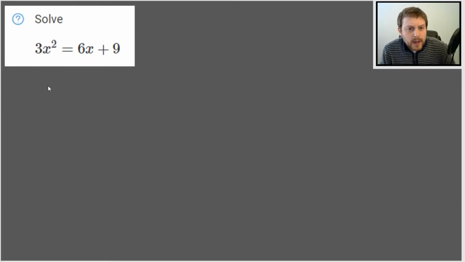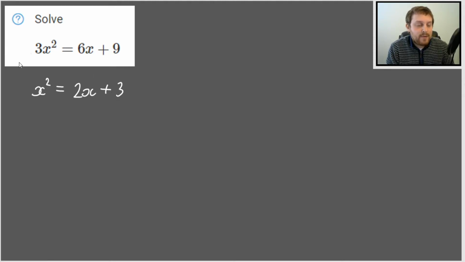Okay, so here's a quadratic where there's actually something we can do to make this a bit easier to begin with. Do you notice how every single term is divisible by 3? So you need to be looking for things like that where you can do something that makes it a bit simpler. So I'm going to start this one by dividing both sides of this equation by 3. This will leave me with 3x squared divided by 3 is x squared. And 6x divided by 3 is 2x. And 9 divided by 3 is 3. So I'm just dividing everything by 3.